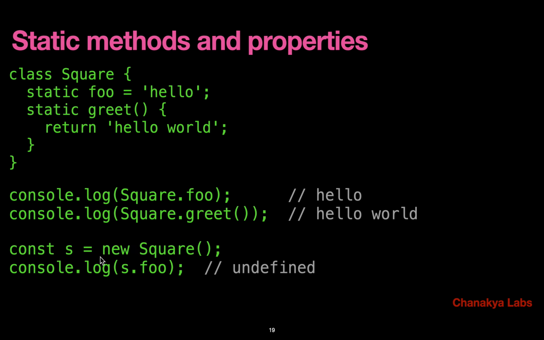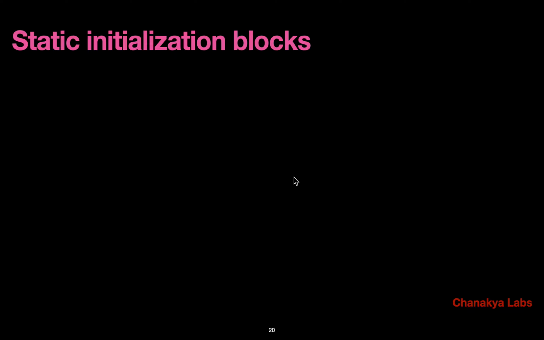Okay, and if you create an instance and then try to do instance.foo or something, then you will not get it. We saw it, right? Because this is static, it can only be accessed via the class name dot, not instance dot. You will get undefined in that case.